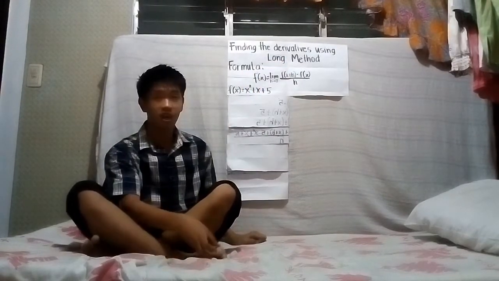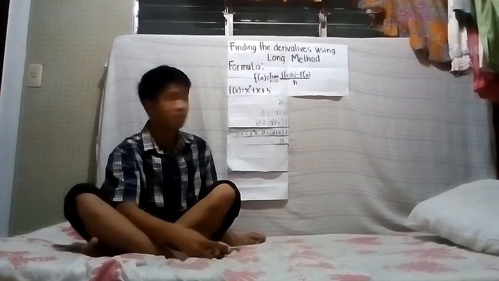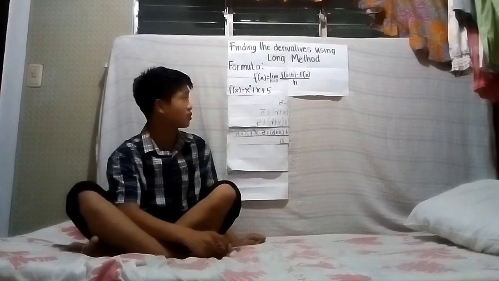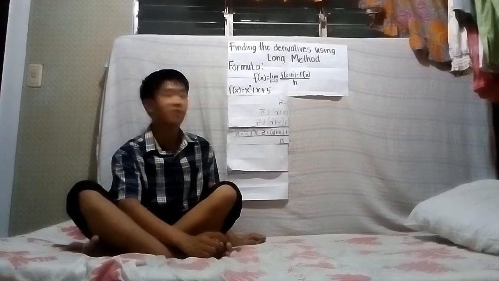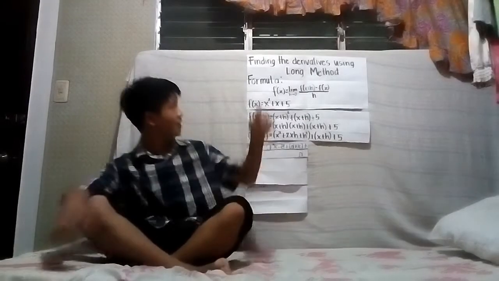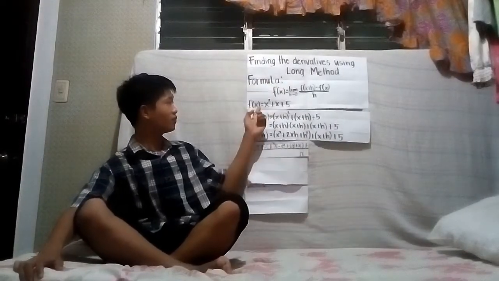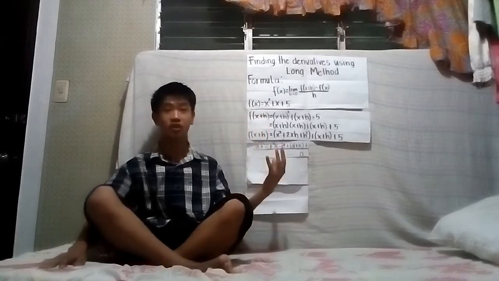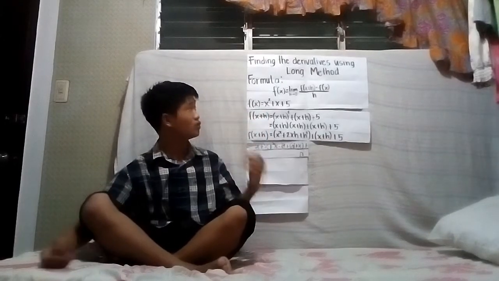The formula is f prime of x equals the limit of f of x plus h minus f of x, divided by h, as h approaches 0. Now, let's find the derivative of f of x equals x squared plus x plus 5 using the long method process.